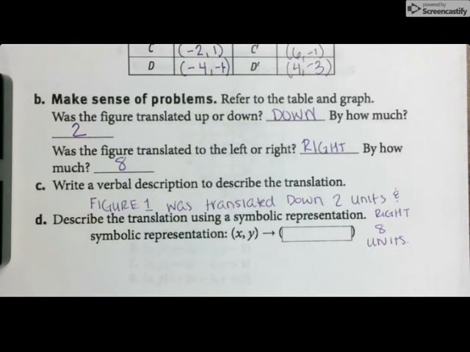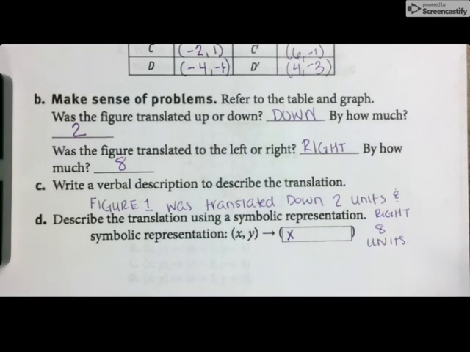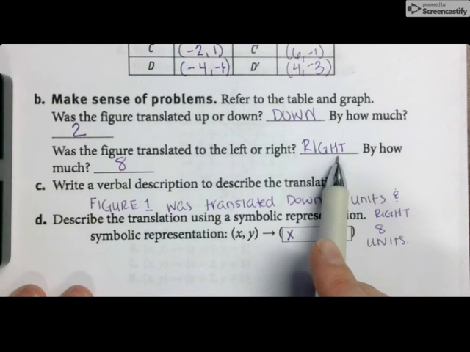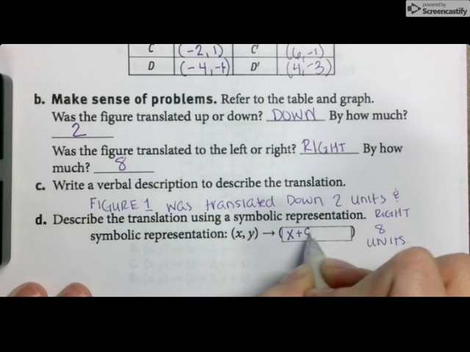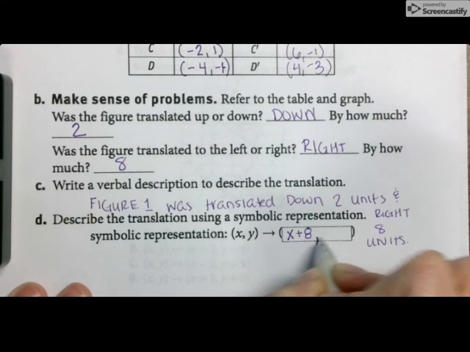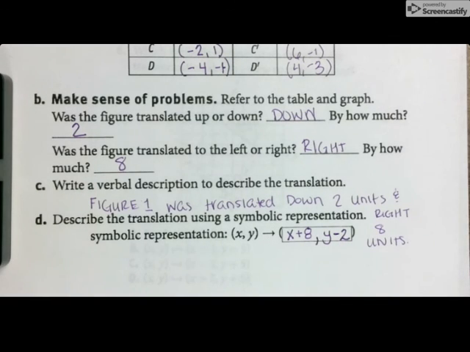If we do that using math symbols, in here we would have x. x is always left to right. So since we went right, is that positive or negative? Positive. And that's going to be a positive 8. And then because y went down, that's going to be negative 2. Okay?